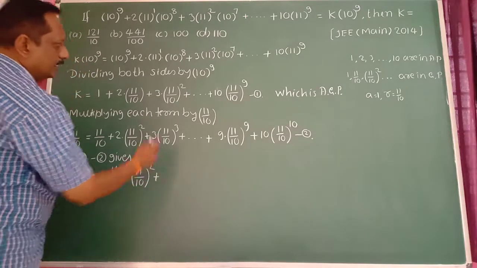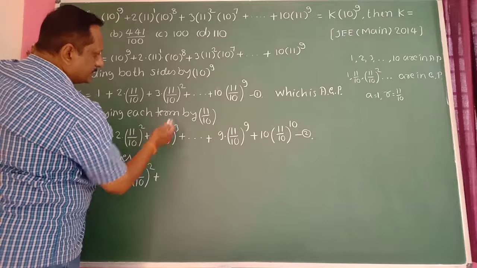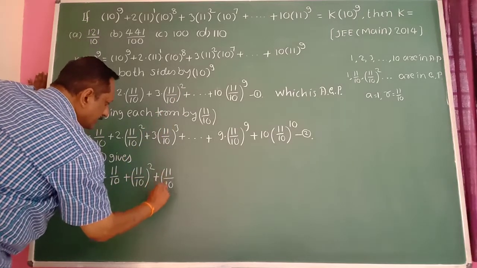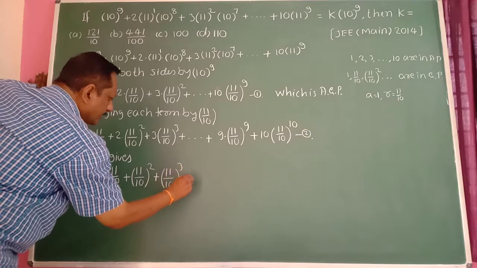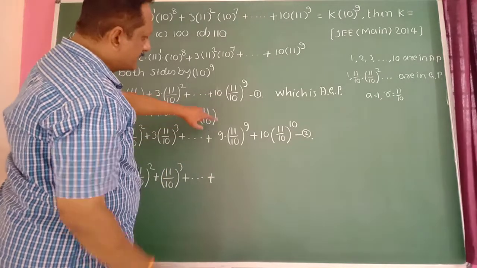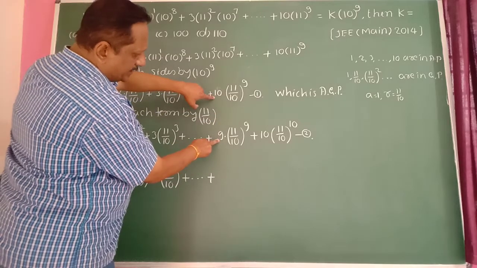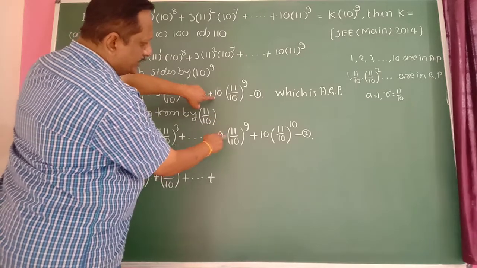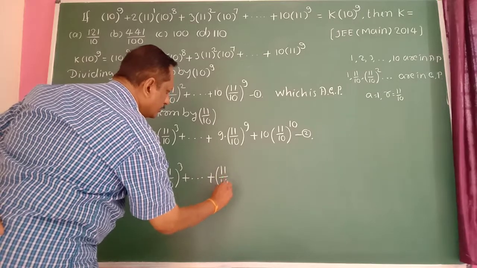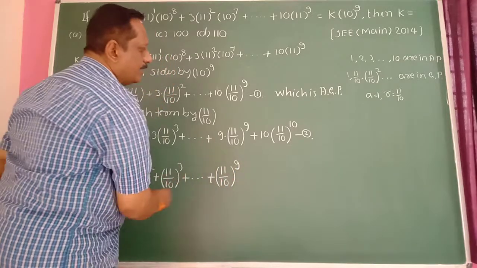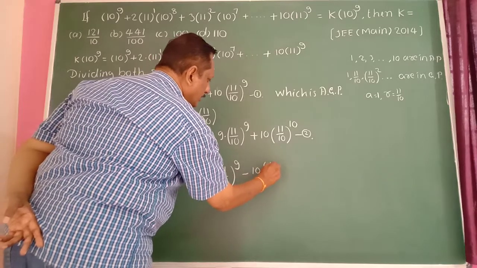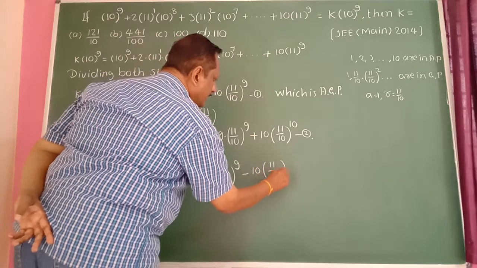Plus, the next term and this term cancel, remaining is 11 upon 10 raised to 3. And so on, plus this term and this term: 10 minus 9 is 1, 1 into 11 by 10 raised to 9, 11 upon 10 raised to 9. And minus of this term, minus 10 into 11 upon 10 raised to 10.